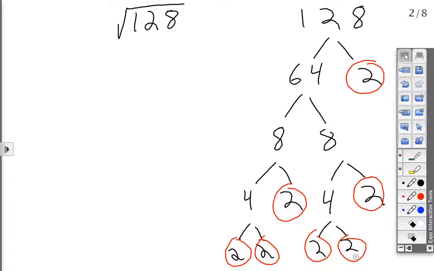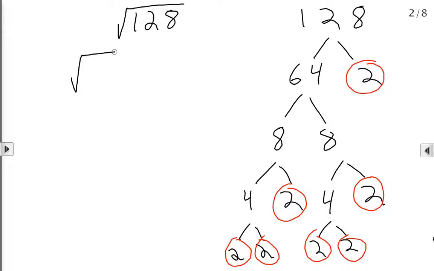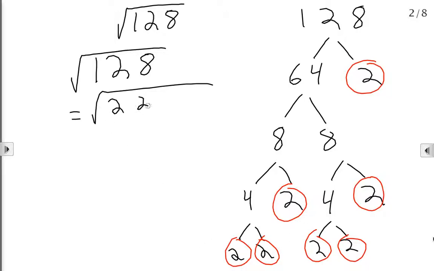Now that we have a good factor tree, what we can do is go back and rewrite the original question. Square root 128 is equivalent to saying the square root of, and let's make sure we get all the pieces. There are 1, 2, 3, 4, 5, 6, 7. 1, 2, 3, 4, 5, 6, 7. Oh my goodness.